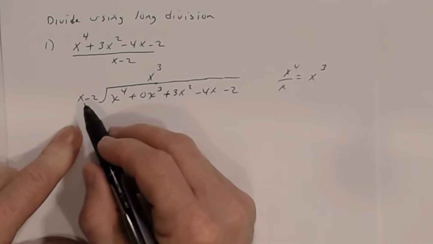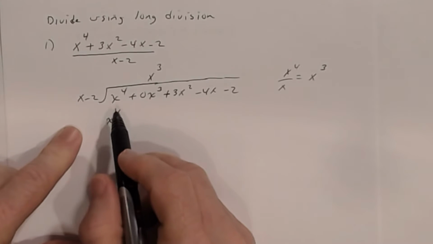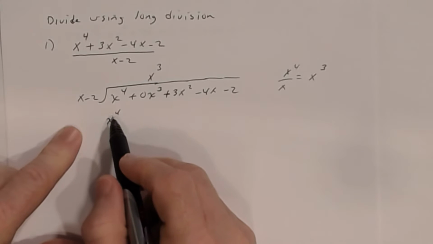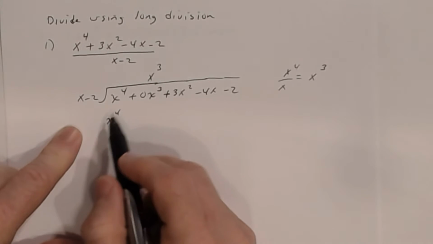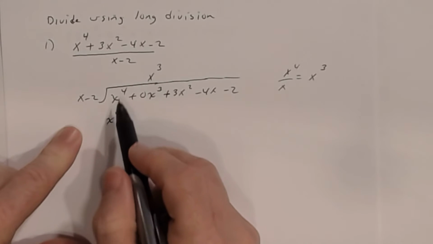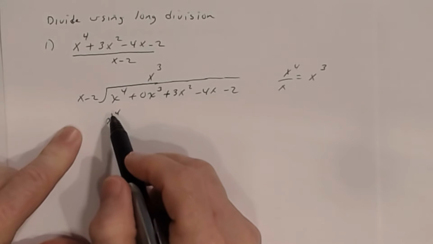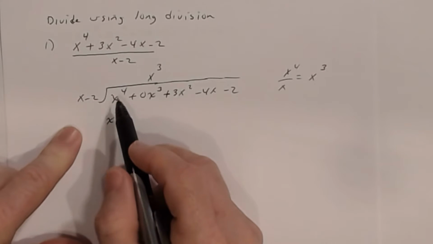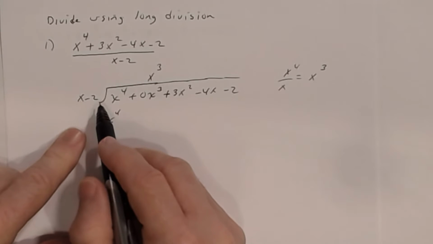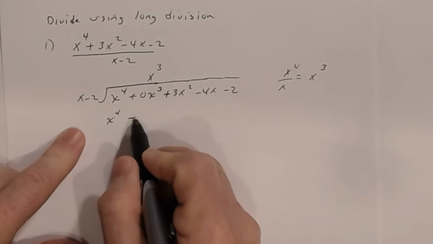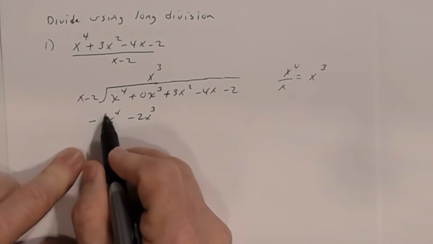So x cubed times x is x to the fourth. If you're doing this correctly, for the most part, the first term you get when you multiply better be the same as the term right above it. X to the fourth, x to the fourth. X cubed times a negative 2 is a negative 2x cubed. So that goes here. And then the next step is you're going to subtract.